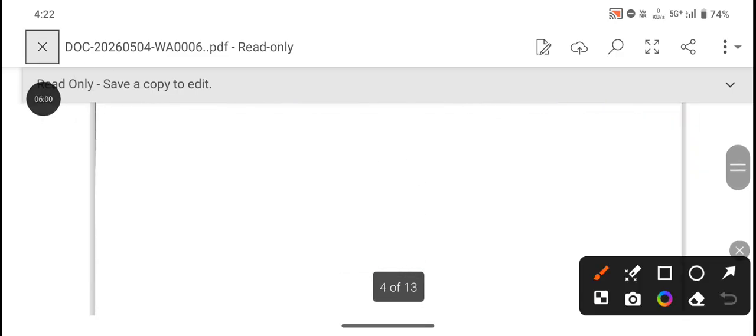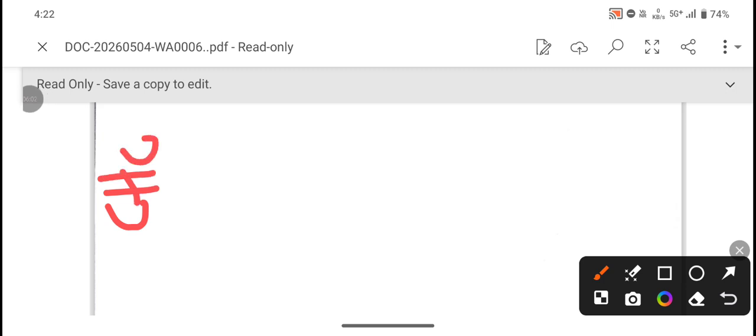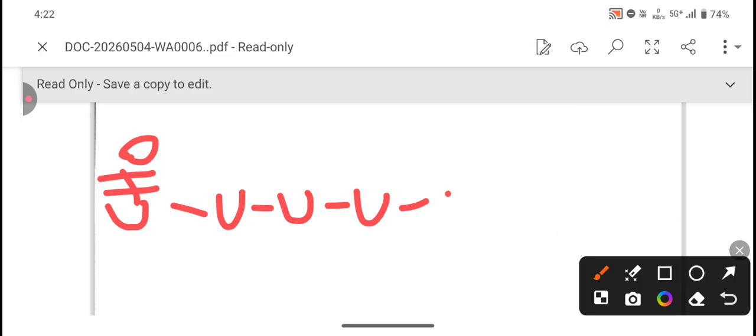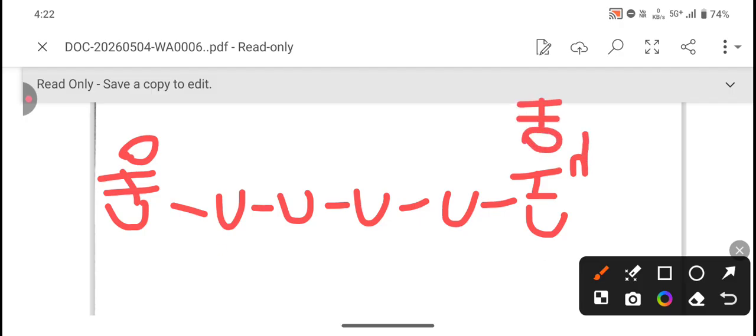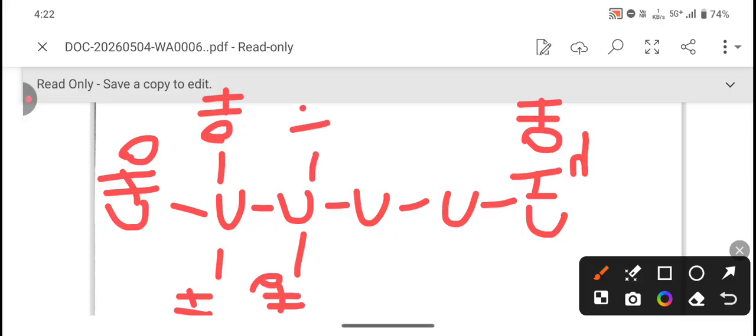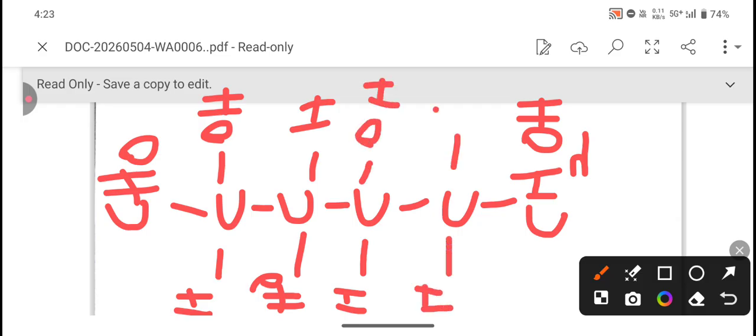So let's draw the structure of glucose: CHO, C, 2, 5 and 6, with H, OH, H, H, OH and HOH. This is the normal structure of glucose.